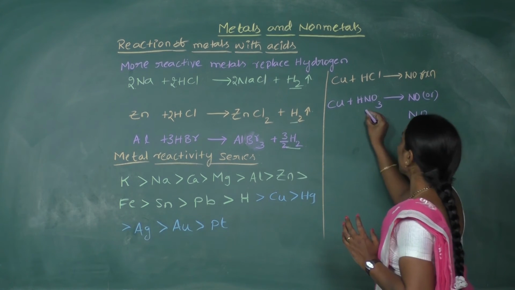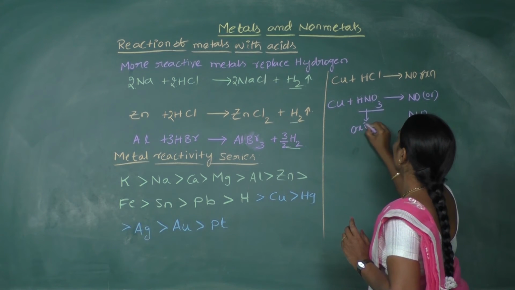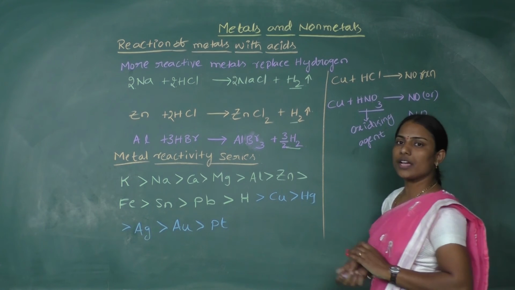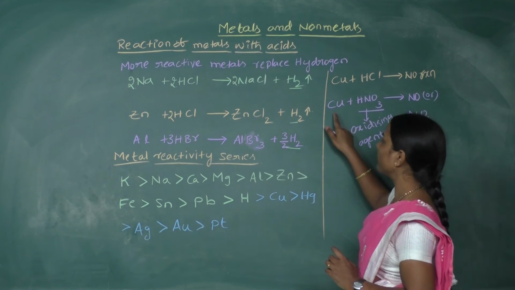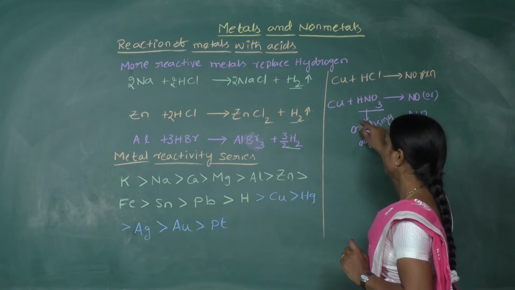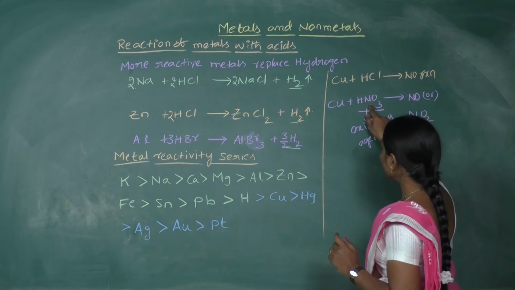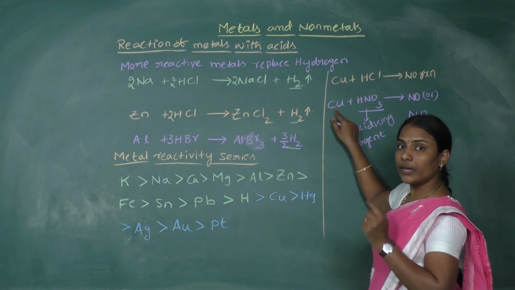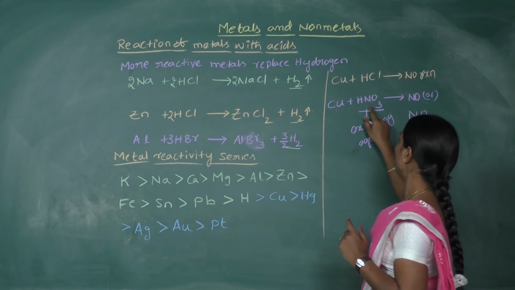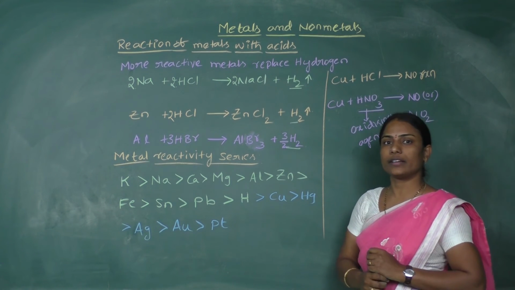And here the reaction is happening because HNO3 is an oxidizing agent. Why is this reaction happening? This reaction is not happening because of the reactivity of the metal. It is happening only because of the reactivity of nitric acid, because nitric acid is a good oxidizing agent. It oxidizes the copper to its compounds, right? And it itself is reduced. So how is it reduced? It is reduced to nitric oxide or nitrogen dioxide.